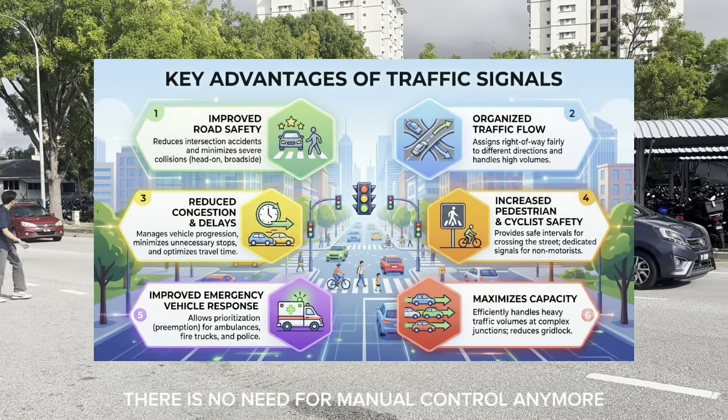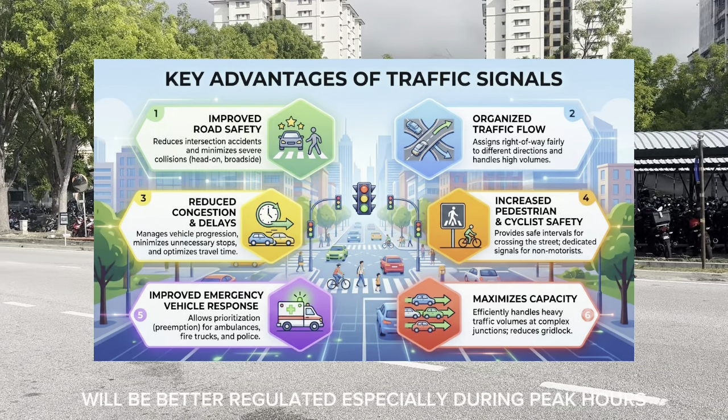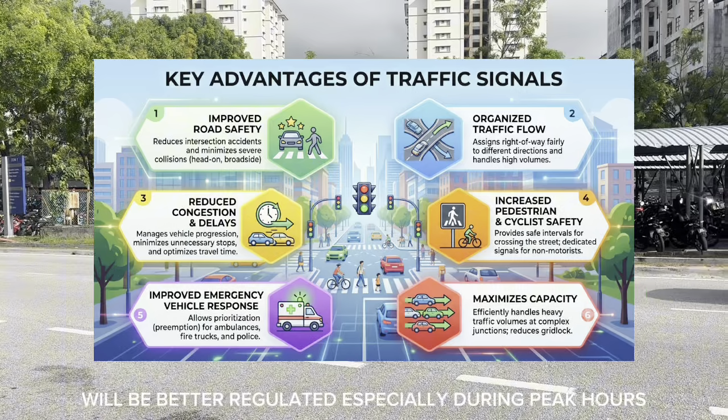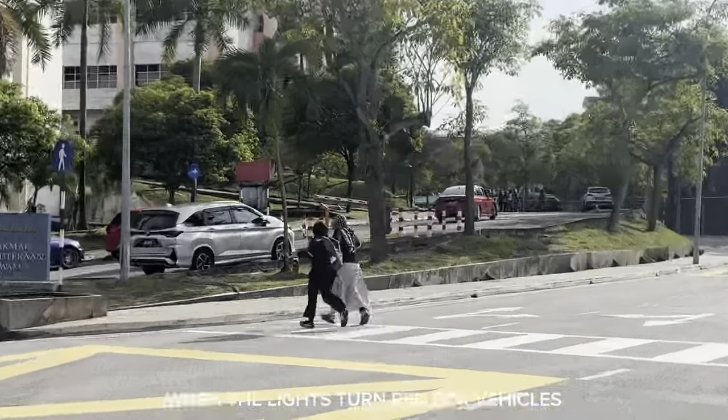There's no need for manual control anymore. The traffic becomes more efficient as the traffic flow will be better regulated, especially during peak hours. The road becomes safer for pedestrians to cross when the light turns red for vehicles.